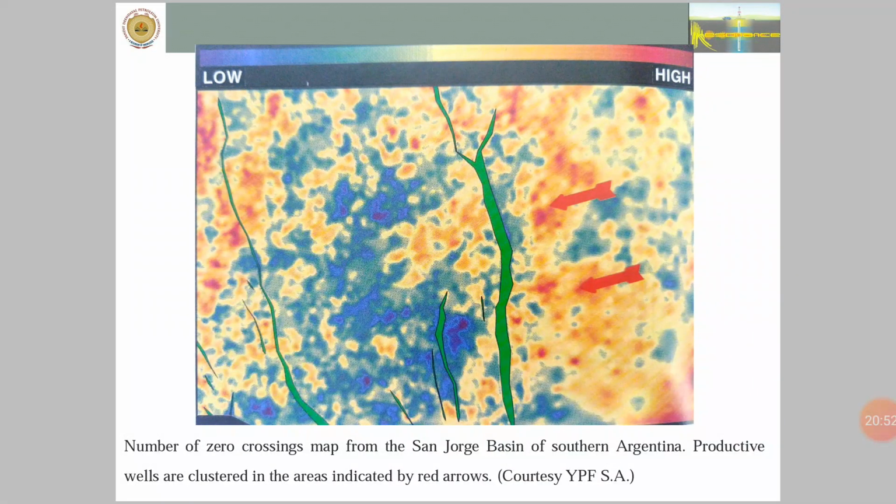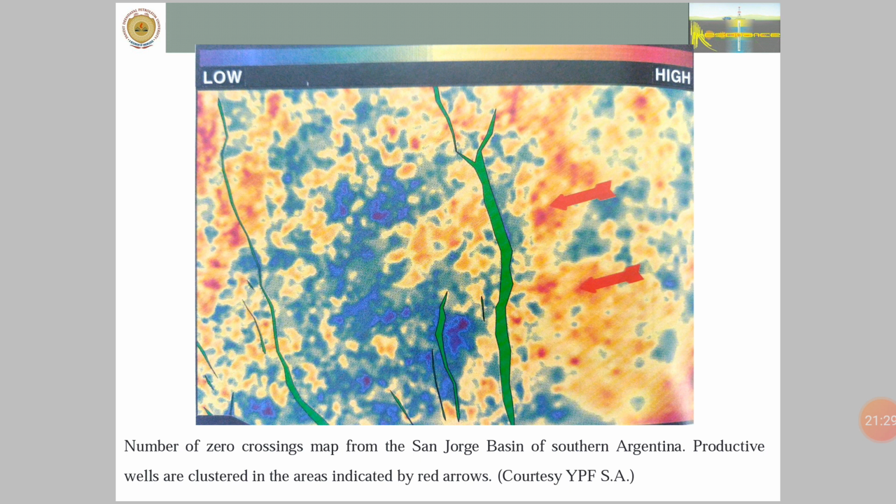The number of zero crossing map from southern Argentina also shows the same type of feature. We can see that at the central part we have the low zero crossing and we have the high zero crossing on the western side of the green fault and on the eastern side of the next green fault. And once again we have shown the production wells, which are clustered in the areas indicated by the red arrow, and we have seen that the mapping has helped us to drill those wells and see that production happens.